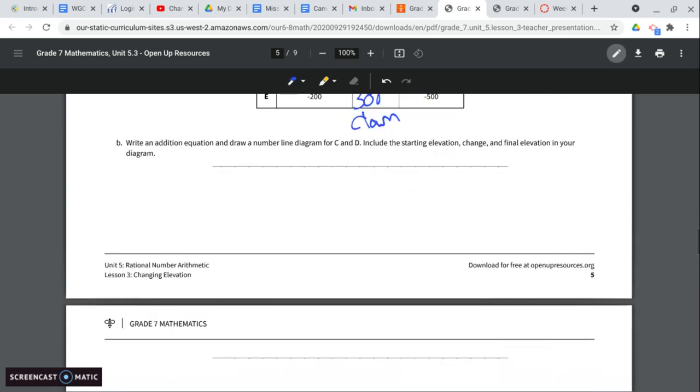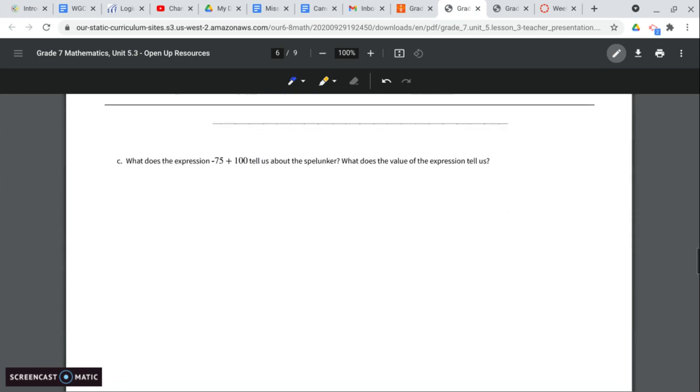All right, so write an equation representing the diagram for C. So negative 200 plus 200 equals 0. So that would be our equation there. So showing that we can go from our negative 200, we add 200 to get to 0.